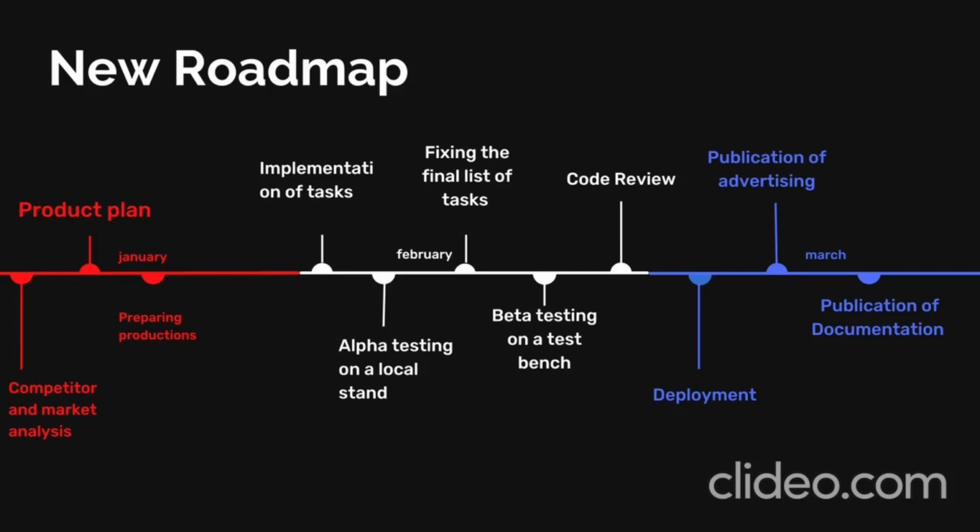In January we have points like competitor and market analysis, product plan, preparing, production. In February we have tasks like implementation, testing, fixing the final list, and testing again, code review. So in March we have tasks like deployment, publication of advertisement, and the publication of documentation.